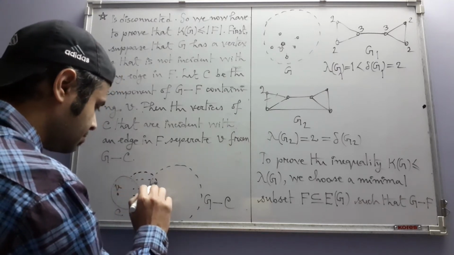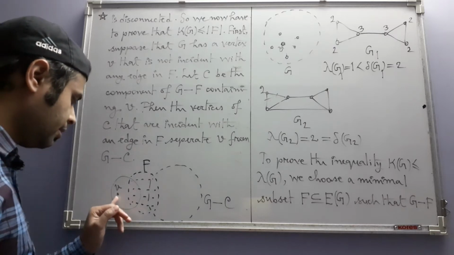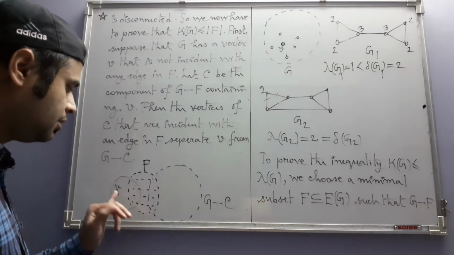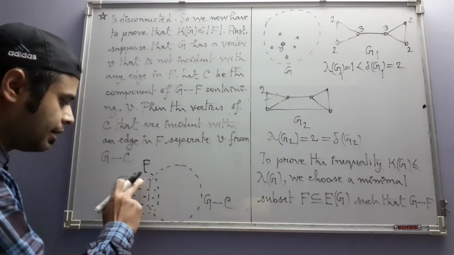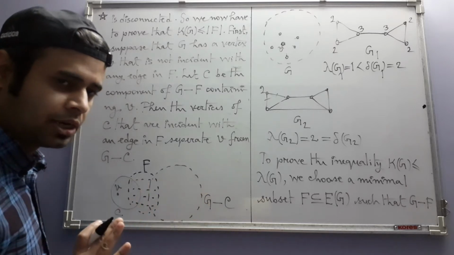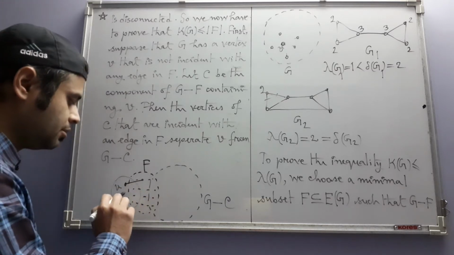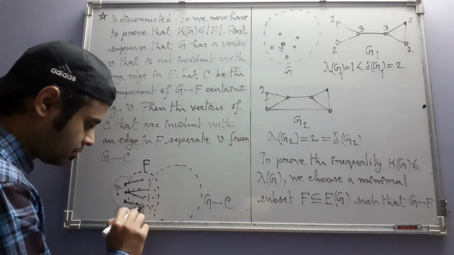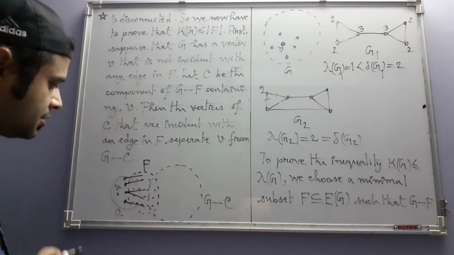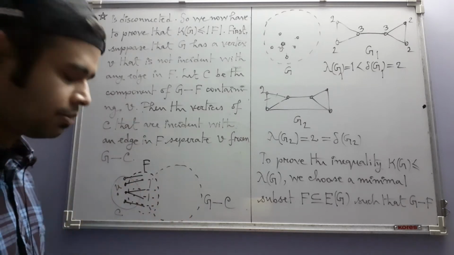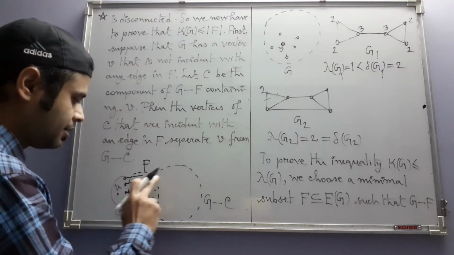So this is F. In this region we have F. Now the nature of this vertex V is such that V is not incident with any edge whatsoever that we have in F. But since F is connecting C to the rest of G minus C, there will be vertices in C that are incident with edges in F. Say these are some edges from F, and these are those vertices of C that are incident with some edge in F. A single vertex may be incident with more than one edge in F. That possibility is also there, but at least one.